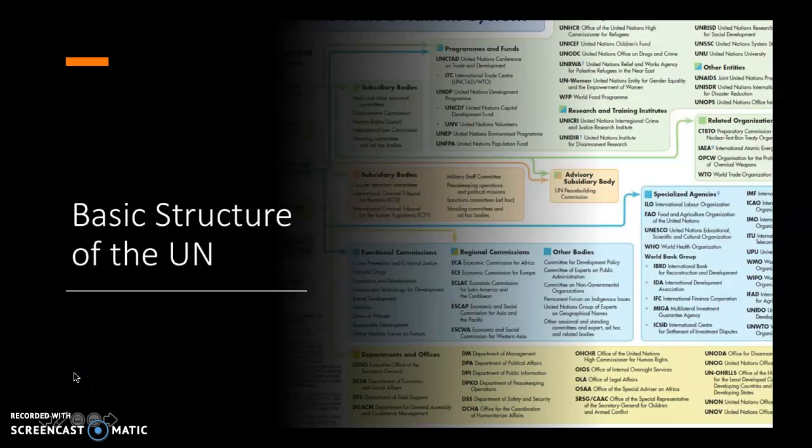So in this video, you'll learn about the basic structure of the United Nations. In the background here, you'll see an organization chart of the United Nations, all of its agencies, all of the bureaucracy, offices within the United Nations. And you'll notice that the United Nations is a huge bureaucracy, huge administration. There's a lot to keep track of.